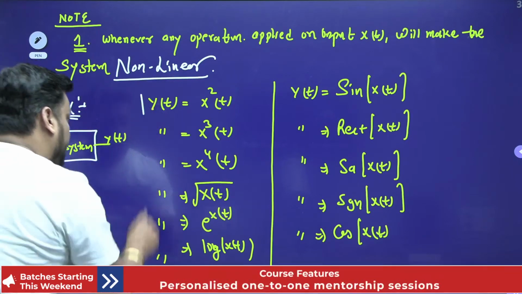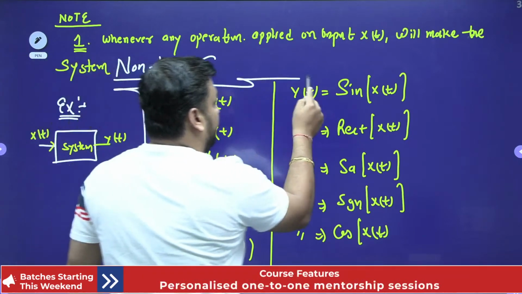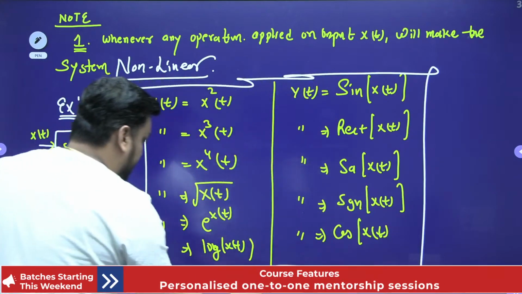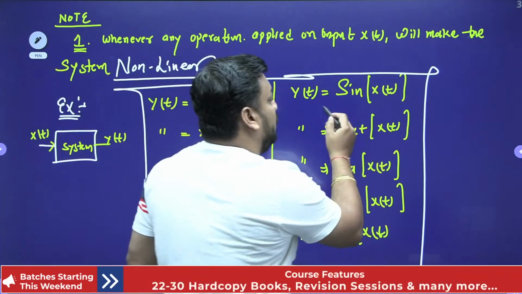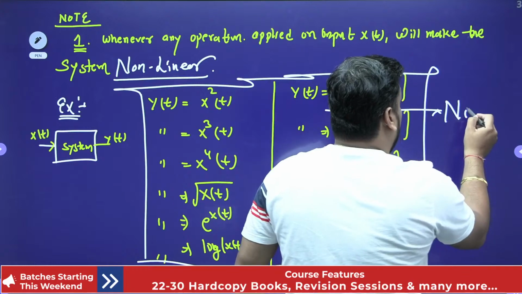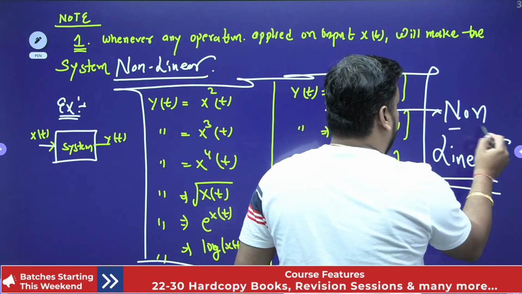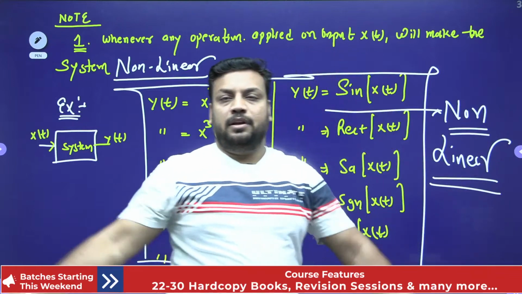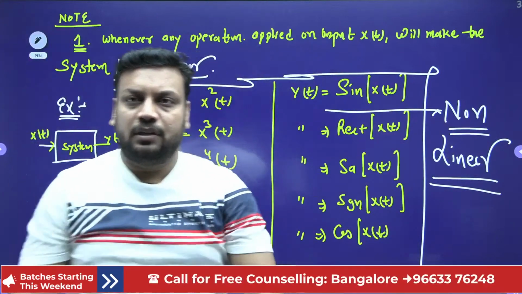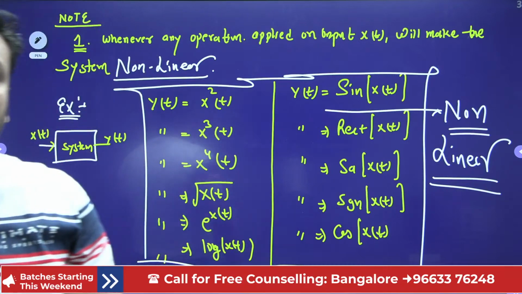So this complete box will actually work as non-linear. This complete box is nothing but non-linear. What do you say, children? Is it clear to you? You all should reply fast now.